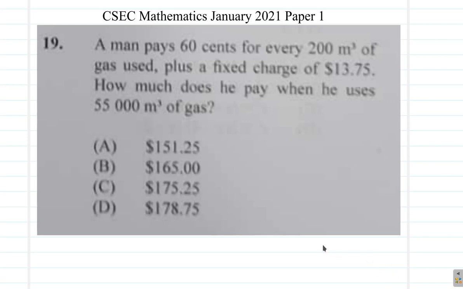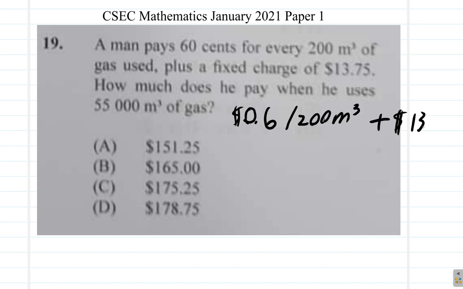Question 19. A man pays 60 cents for every meter cube of gas used. So it's basically $0.6 per every 200 meter cube, 200 cubic meters of gas used, plus a fixed charge of $13.75. How much does he pay when he uses 55,000 cubic meters of gas?